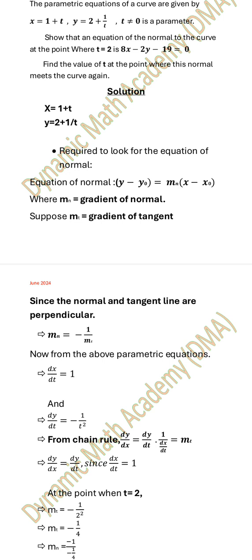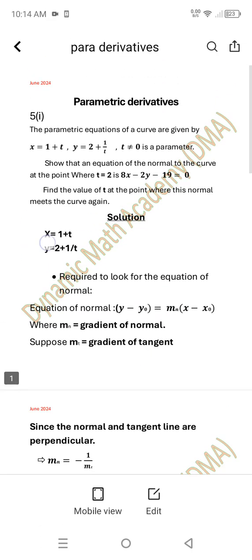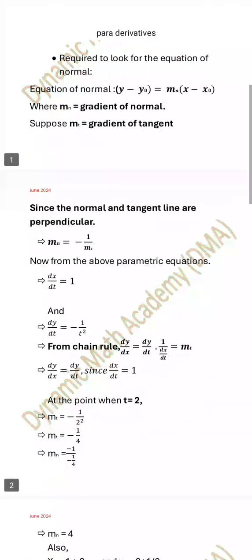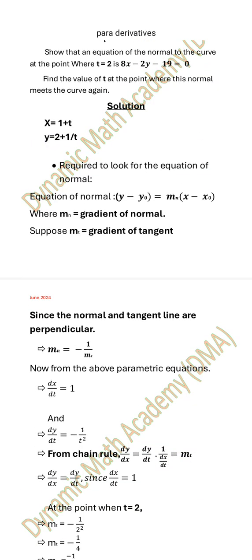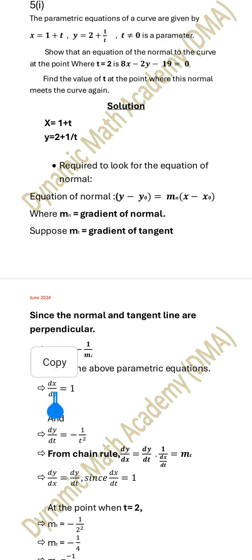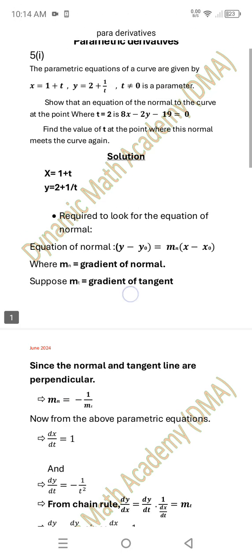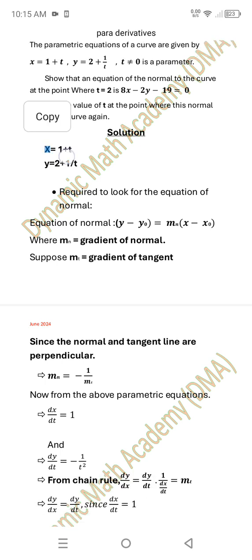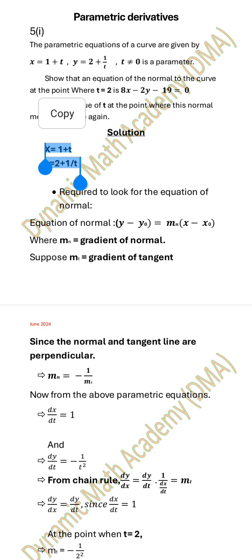Now, to have mn, we need to have mt first of all. And generally mt is simply dy/dx. To have dy/dx, we have to differentiate these parametric equations. Since they have been given in terms of a parameter, we're going to differentiate each of them before combining. So dx/dt will be equal to 1, because when you differentiate 1 plus t with respect to t, when you differentiate 1, you have 0, and when you differentiate t, you have 1.